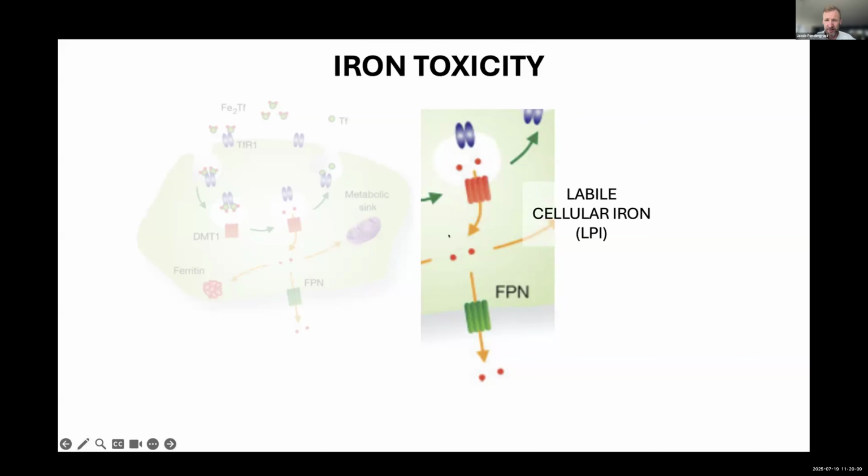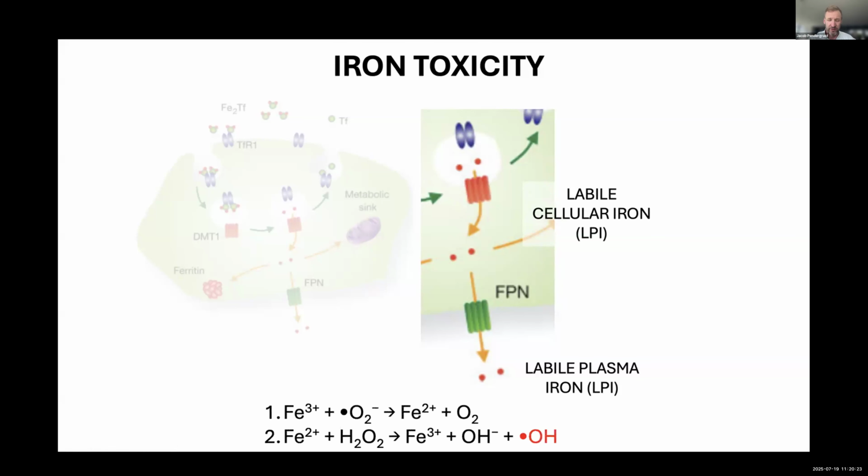These loose irons are known as labile cellular iron when they're inside the cell, and labile plasma iron when they're in the plasma. And labile means that they are highly reactive. The reaction that they can cause is what's known as the Fenton reaction, which essentially means that they combine with oxygen to create free radicals, which is this hydroxyl group here. And these free radicals wreak havoc. They damage cells, they damage enzymes, they damage proteins, and they lead to tissue injury.